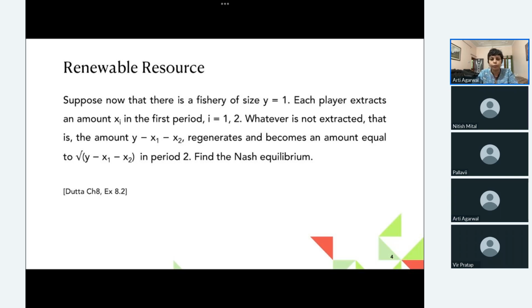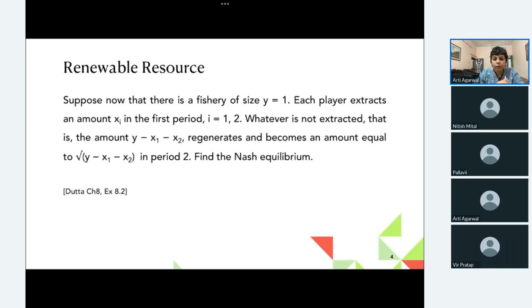Suppose you do not extract all the fish from a fishery, and you only extract some of it. The remaining fish can still multiply, grow, and regenerate, and increase the population of fish. So now we are assuming that the fishery is of size y equal to 1. If you want, you can solve it without y equal to 1 also and you'll get the same answer. It just simplifies the maths a little bit if you take it as y equal to 1.